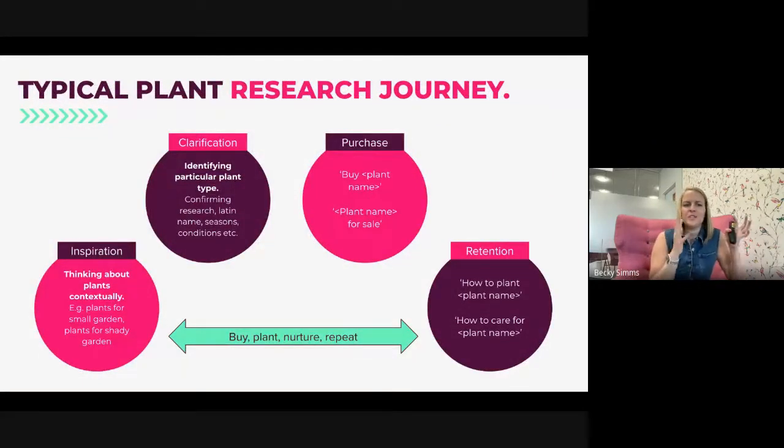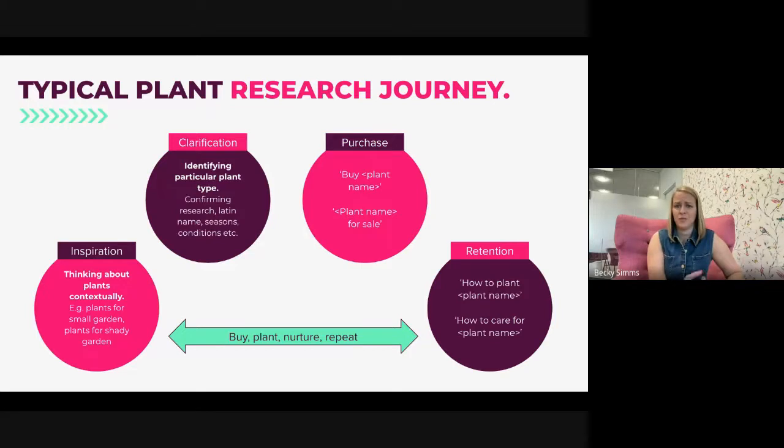So we start at this kind of inspiration stage, and people tend to be thinking contextually. For example, it might be plants for a small garden, plants for a shady garden, plants for a sunny garden. It could be anything like that. But we know that we want to buy a plant, but we have no idea what plant. And we're using the context of what we know about our space to look for inspiration.